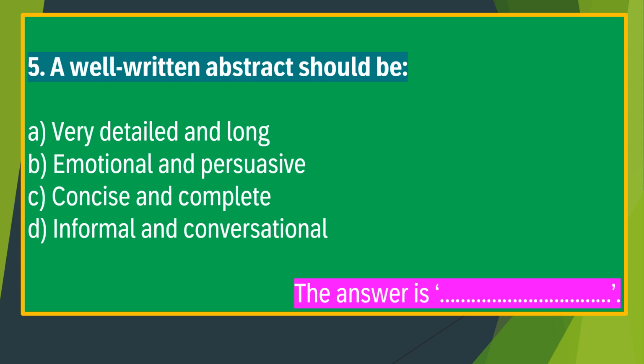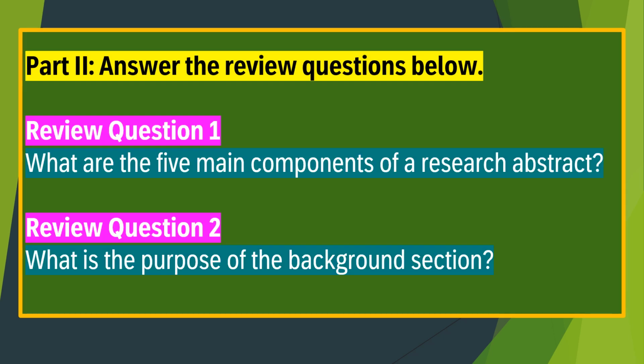A well-written abstract should be A. Very detailed and long. B. Emotional and persuasive. C. Concise and complete. D. Informal and conversational. The answer is Part 2. Answer the review questions below.